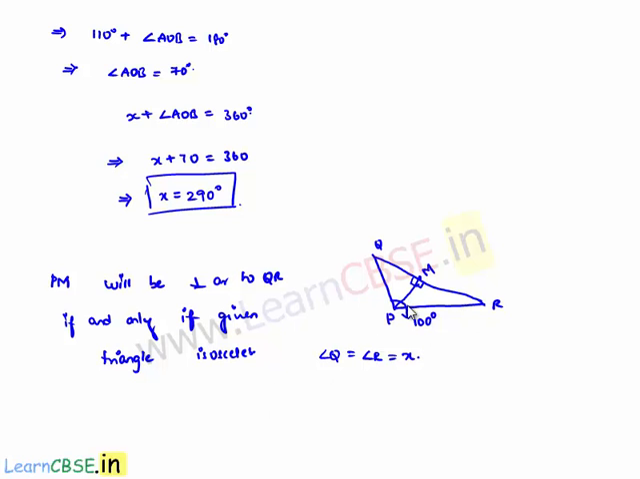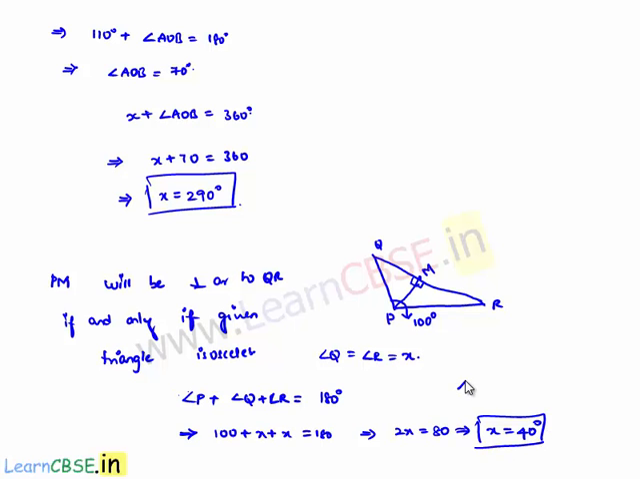We know that by angle sum property, sum of angles in a triangle is equal to 180 degrees. We can say angle P plus angle Q plus angle R is equal to 180 degrees. That implies 100 plus x plus x is equal to 180 degrees. That implies 2x is equal to 180 minus 100, which is 80, which implies x is equal to 40 degrees. Therefore, we got angle Q is equal to angle R is equal to 40 degrees.